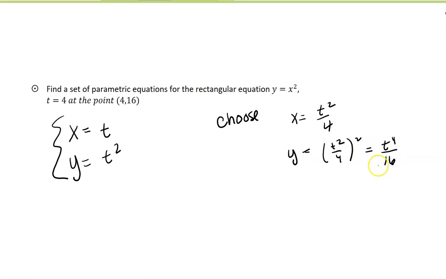So this would work as well. The only potential problem I can see is that if you're allowing for your t to be negative, this would not cover the entire curve of y equals x squared. So you do want to be a little bit careful with letting your t be squared because that can cause a little bit of an issue with your domain.